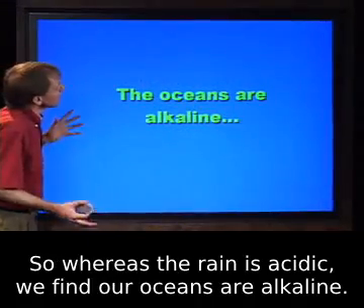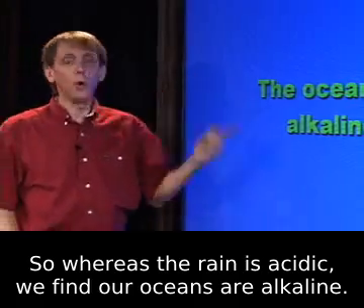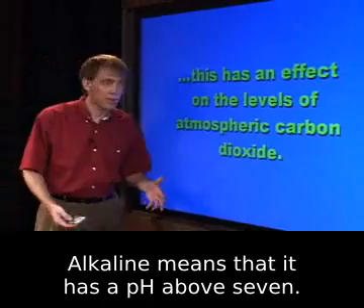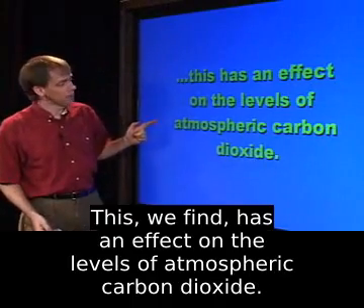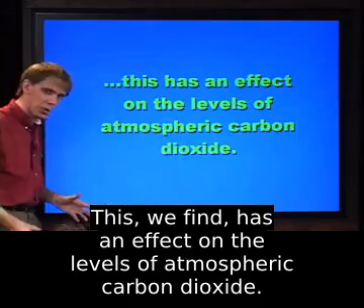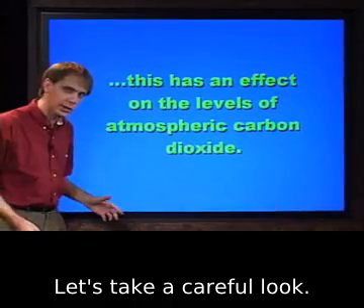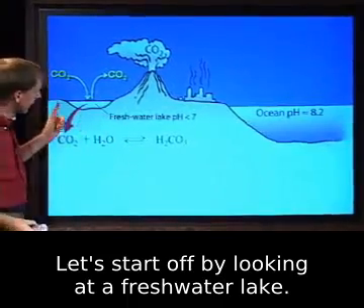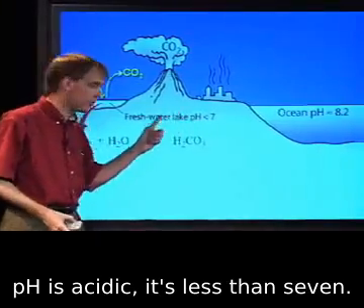So whereas the rain is acidic, we find our oceans are alkaline. Alkaline means that it has a pH of above 7. This, we find, has an effect on the levels of atmospheric carbon dioxide. Let's take a careful look. Let's start off by looking at a freshwater lake. The pH is acidic, it's less than 7.